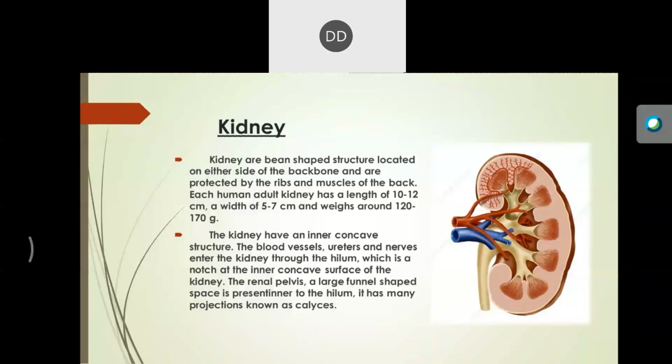The kidney has an inner concave structure. The blood vessels, ureter, and nerves enter the kidney through the hilum, which is a notch on the inner concave surface of the kidney. The renal pelvis, a large funnel-shaped space, is present at the center of the hilum. It has many projections known as calyces.